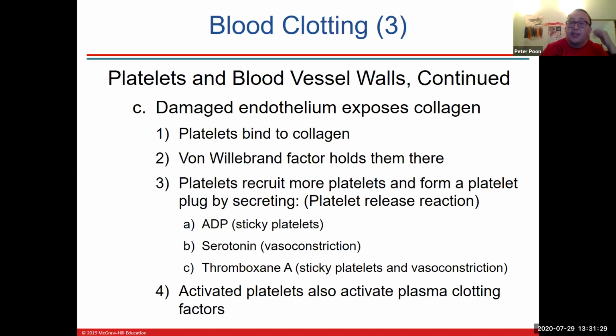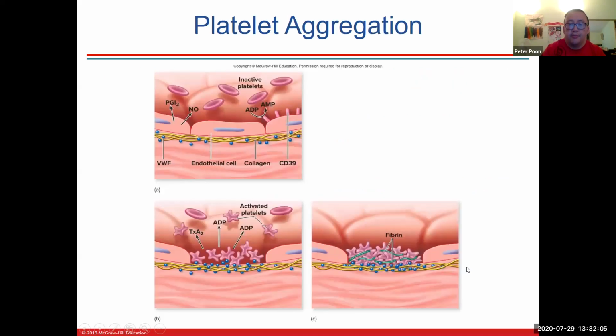The platelets bind to collagen, and the von Willebrand factor holds them there, which attracts more platelets. So this is a positive feedback response. Platelets recruit more platelets, which ultimately causes clotting. So in the platelet release reaction, ADP and serotonin, which causes vasoconstriction, and thromboxane A2 are released. So there is a clot.